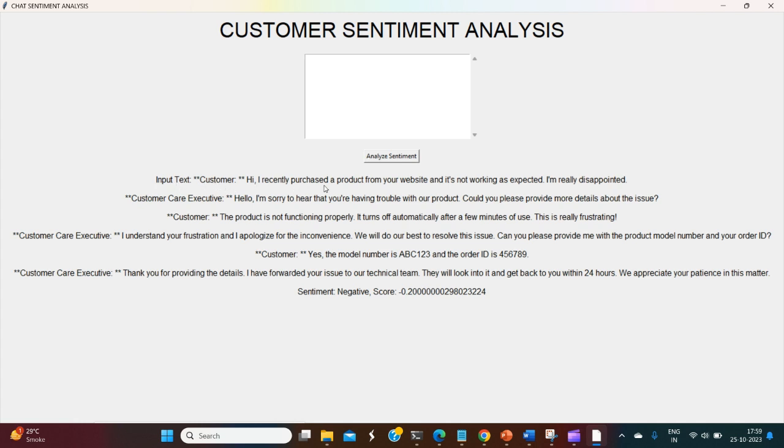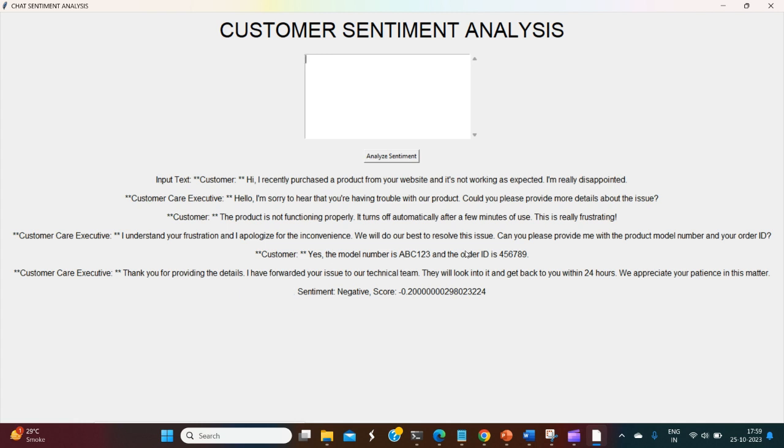Customer: Hi, I recently purchased a product from your website and it's not working as expected. I am really disappointed. Customer: Hello, I am sorry to hear that you are having trouble with your product, this and that. Customer: The product is not functioning properly. Customer: I understand your frustration and I apologize for the inconvenience. We will do our best to resolve the issue, this and that. Customer: Yes, the model number is this and that. Customer: Thank you for providing the details. I have forwarded your issue to our technical team. They will look into it, and we appreciate your patience in this matter.